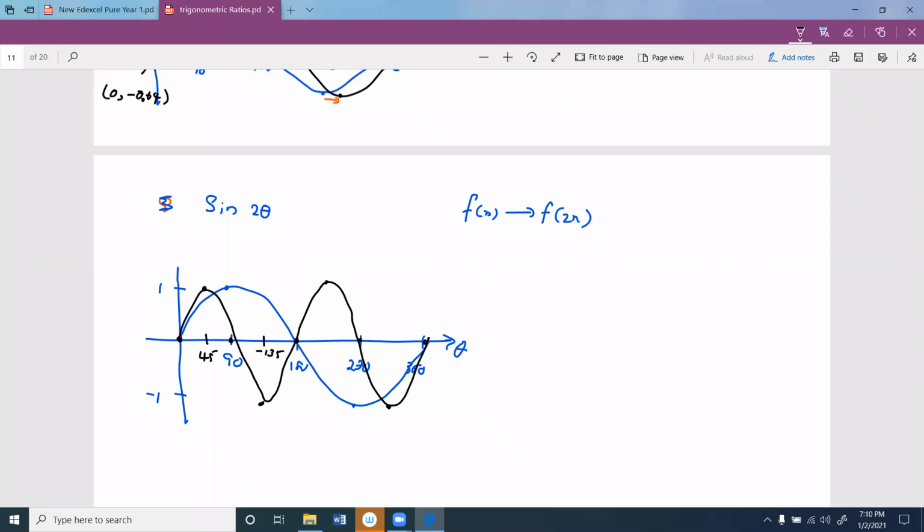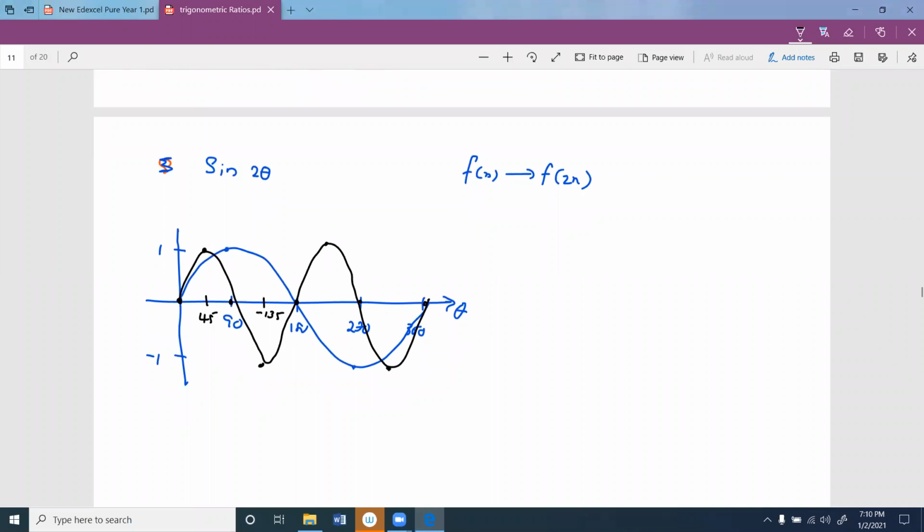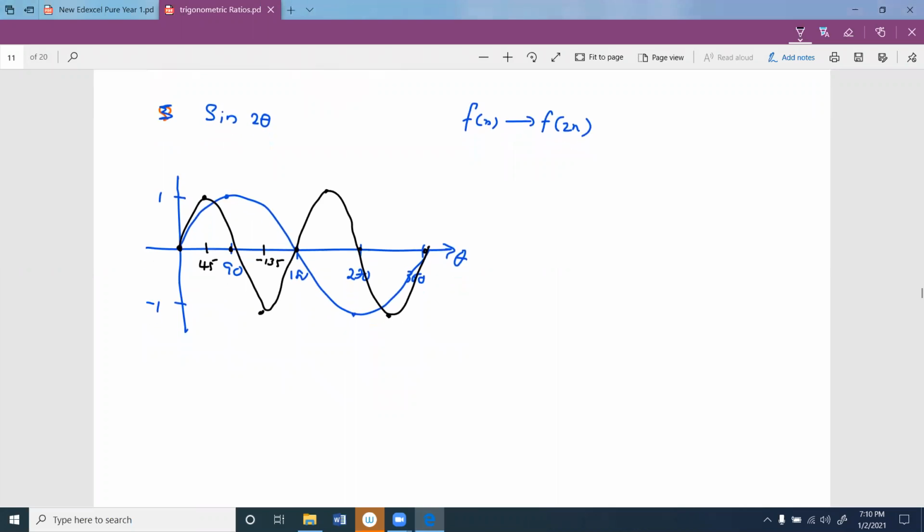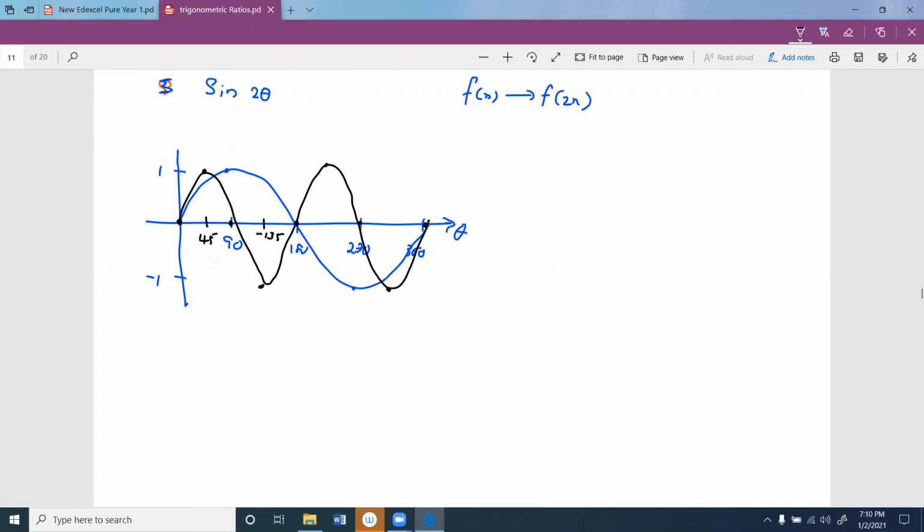So is it clear how we did this part of it? Yeah, I get it. I get how to draw the diagram. That's great. Okay, let's go to the next part of it.